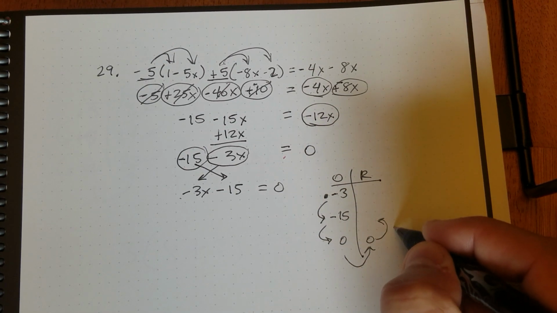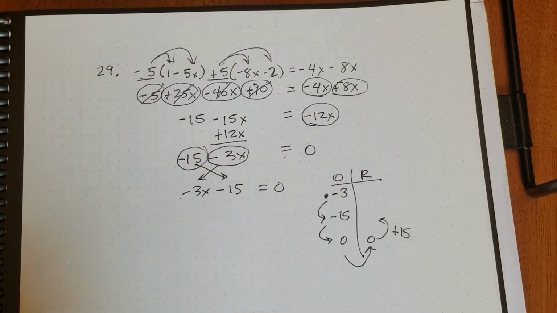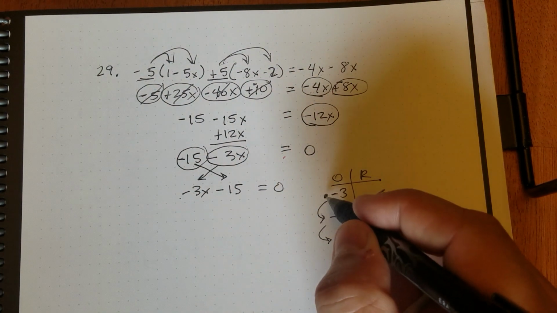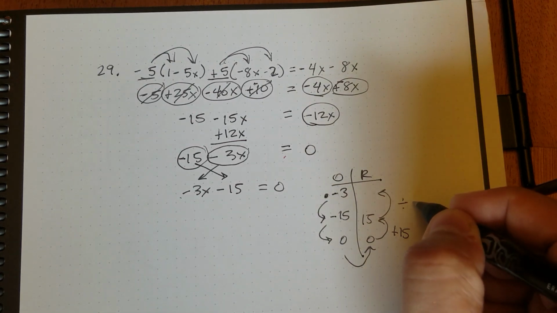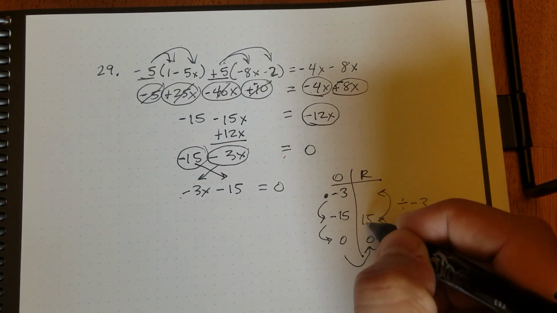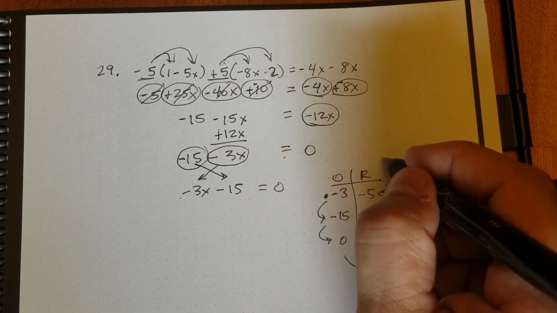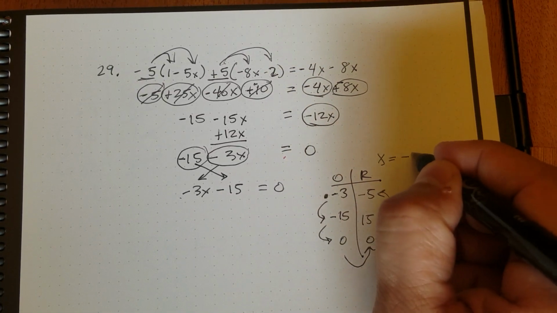What happens first? Add 15. 0 plus 15 is 15. And it was multiplied by negative 3, so I divide it by negative 3. And 15 divided by negative 3 is negative 5. So x should equal negative 5.